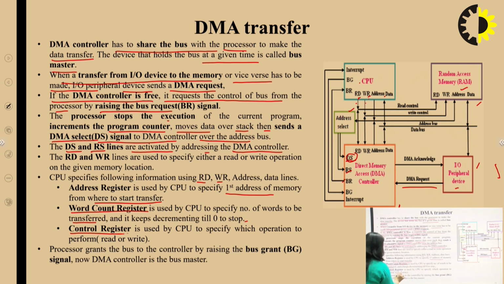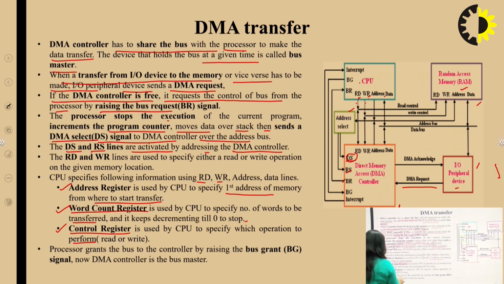Next is control register. It is used by CPU to specify which operation to perform, means we have to read or write. The input output peripheral device has to read the data from memory or write the data in memory. So these three pieces of information are provided by CPU to DMA and after that it will give the control of buses to DMA.